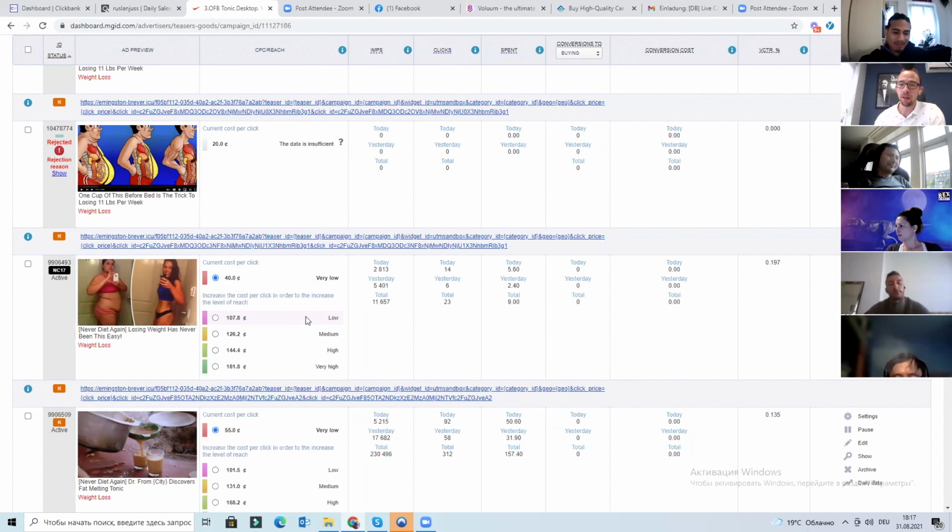I don't know MGID that well, but my guess is that the cost per click is different. So effectively the algorithms are serving them differently, so you're going to get different results. That's true. You're getting a different inventory mix.